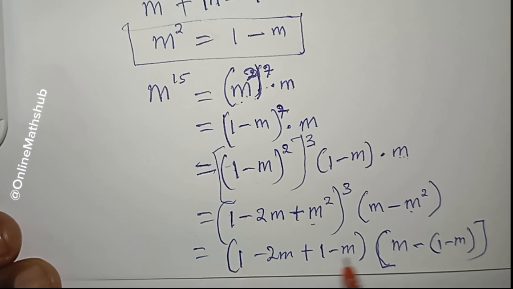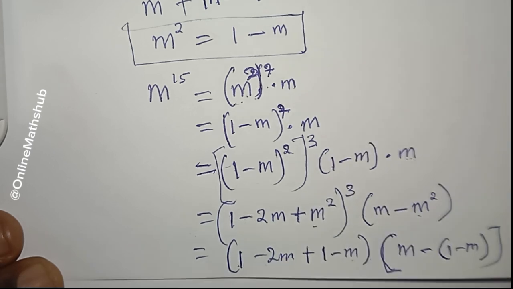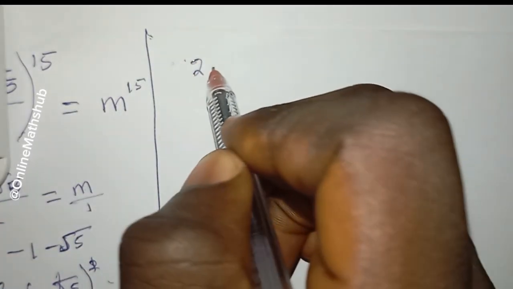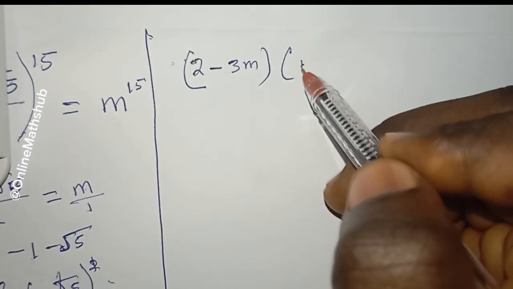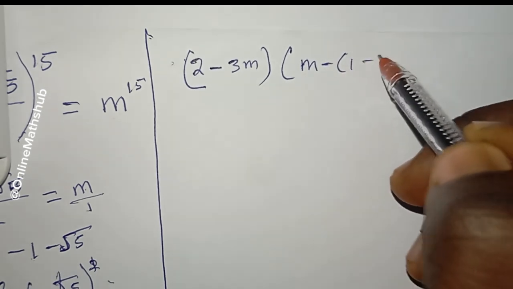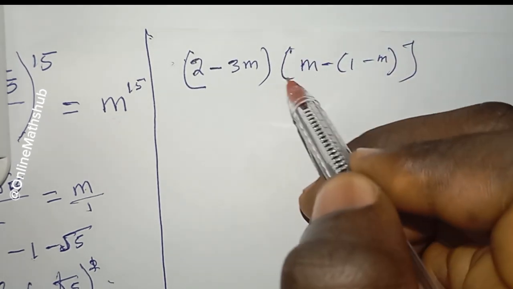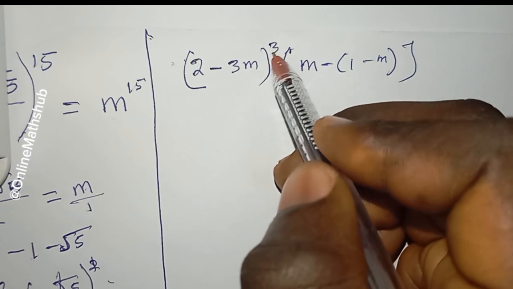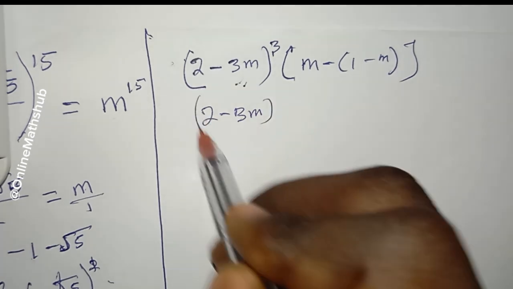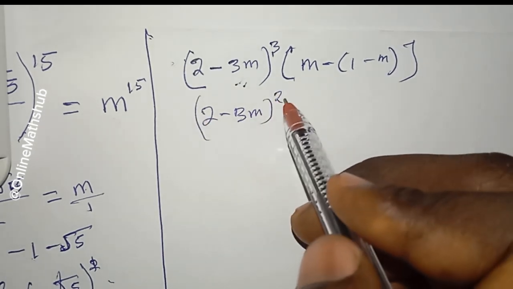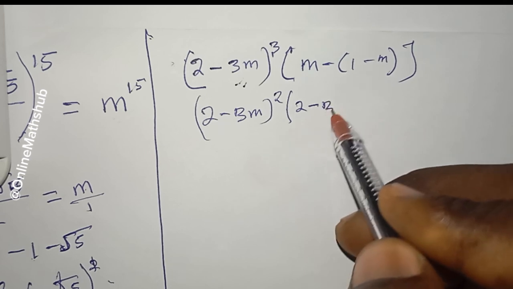So if you simplify this stuff inside bracket, what we're going to be having is 1 plus 1 here is 2, and then minus 2m minus m will give us minus 3m. We're going to be having 2 minus 3m, and so continue here. What we have is 2 minus 3m. Then the second bracket is actually m minus 1 minus m. And don't forget this is actually power 3. So I can actually write this as 2 minus 3m power 2, and then multiply by 2 minus 3m.